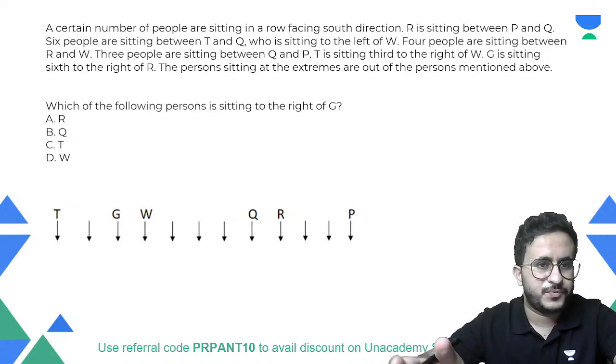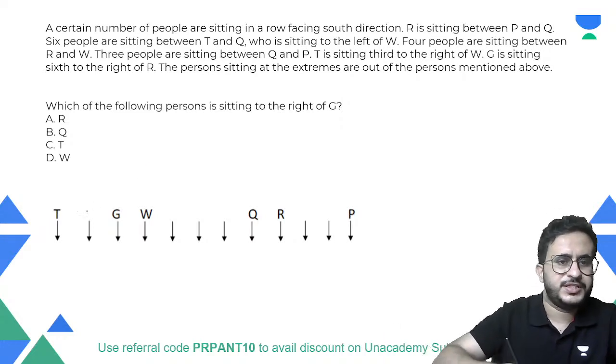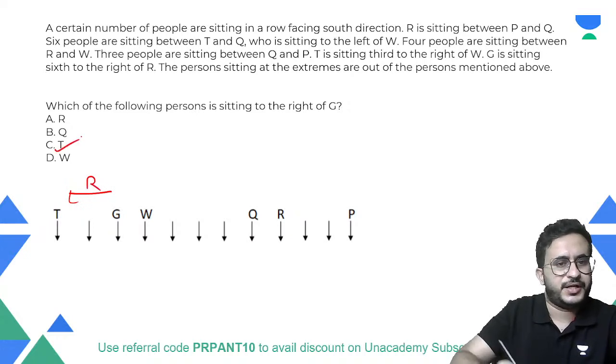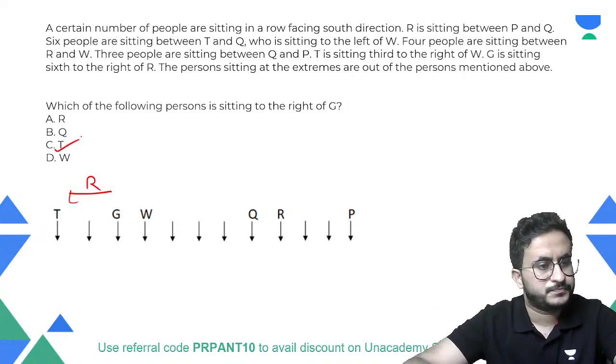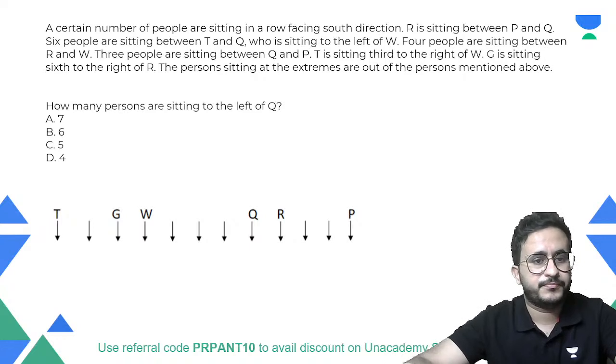So the next question is, which of the following persons is sitting to the right of G? So this is G, this is the right side of G, and T is sitting to the right of G. Okay. All right. How many persons are sitting to the left of Q?